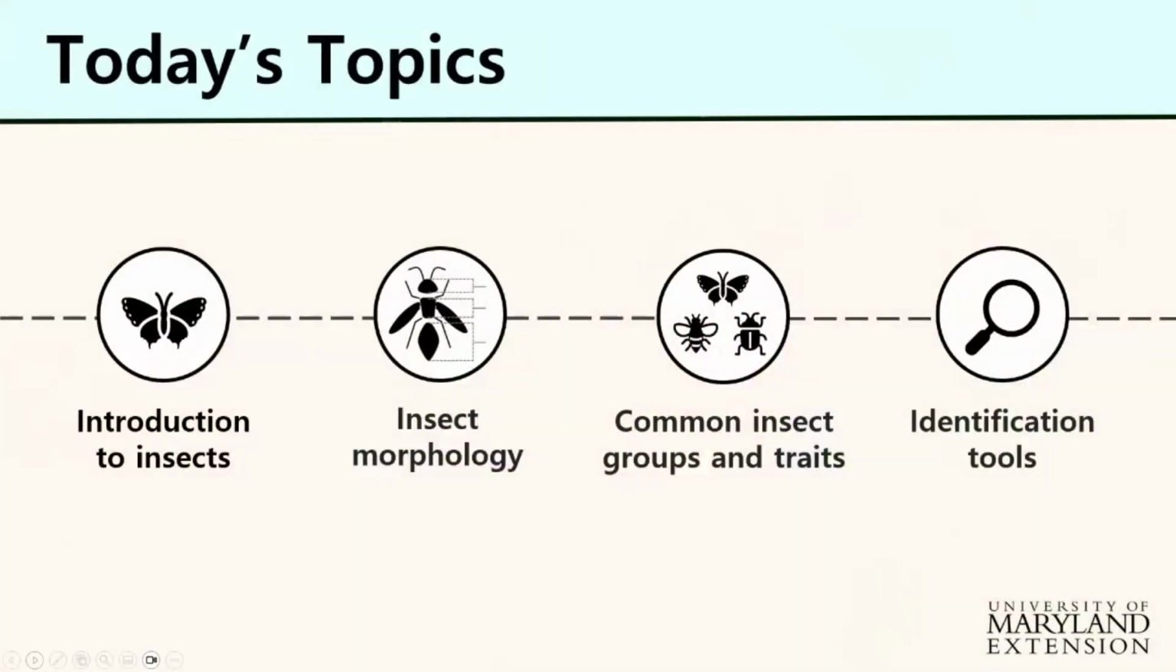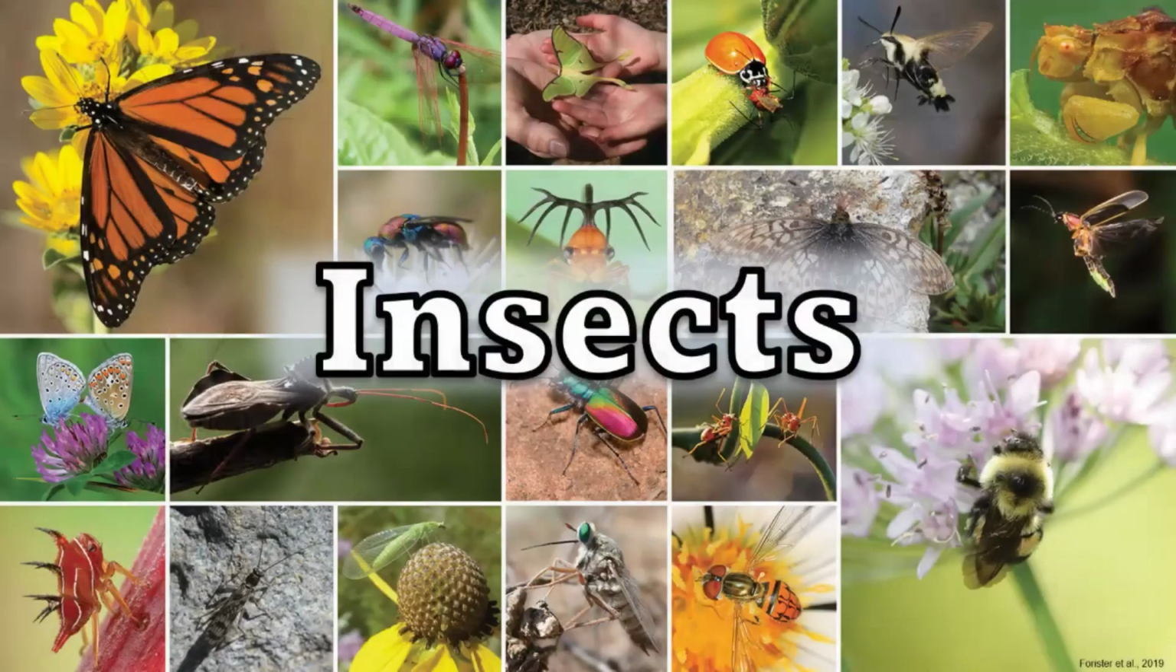So an outline of today's topics, we're going to be talking about an introduction to insects, insect morphology, getting into common insect groups and their traits, and then we'll conclude with identification tools and tips. Let's start with an introduction to insects.